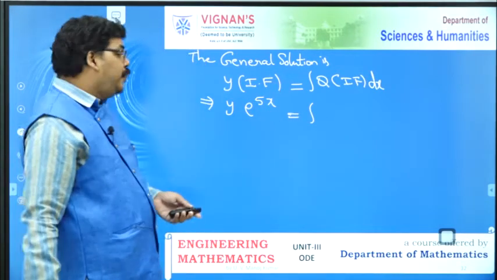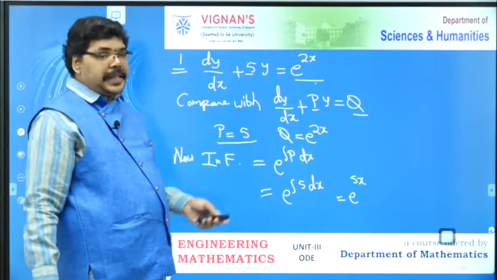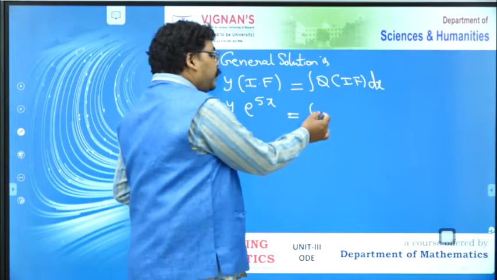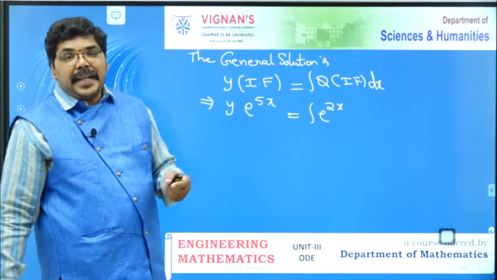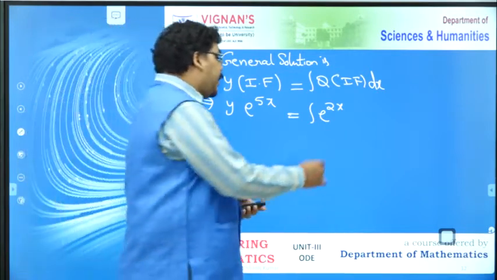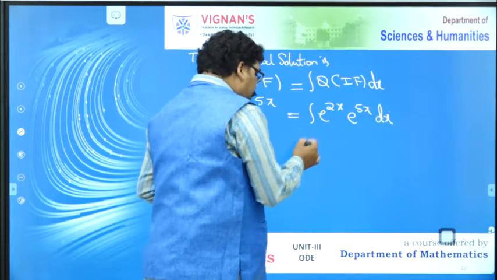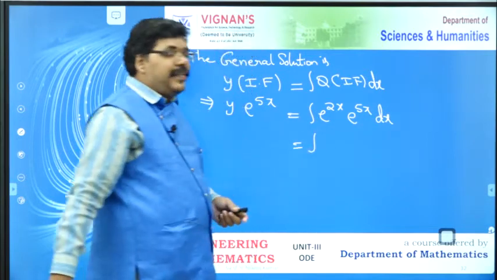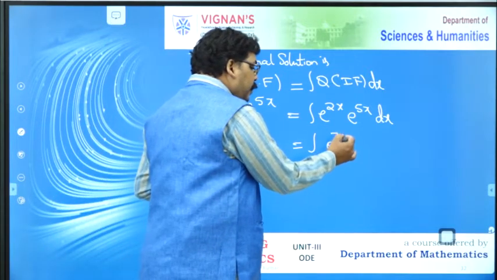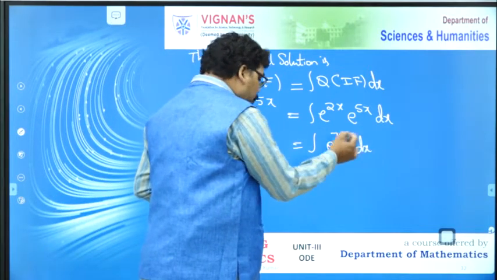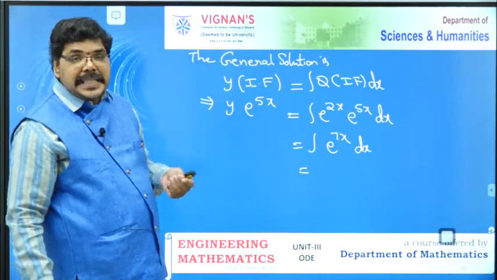What is q? See, from the problem, q is e power 2x into integrating factor. What is integrating factor? e power 5x. So e power 2x into e power 5x, e power 7x. So what is the integral of e power 7x? e power 7x by 7.